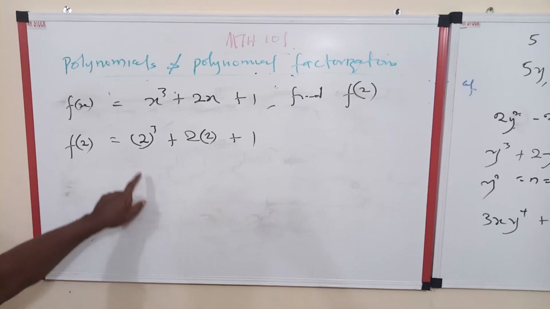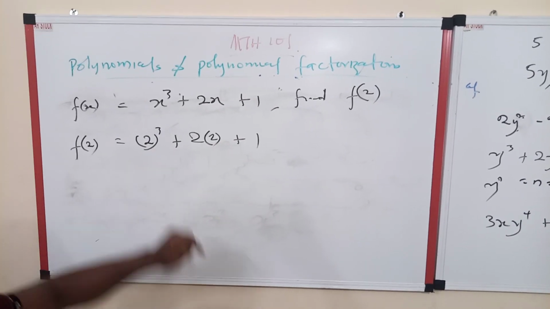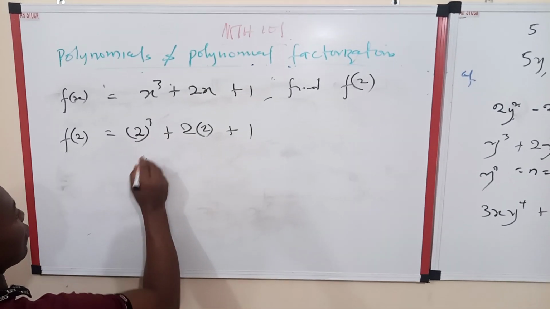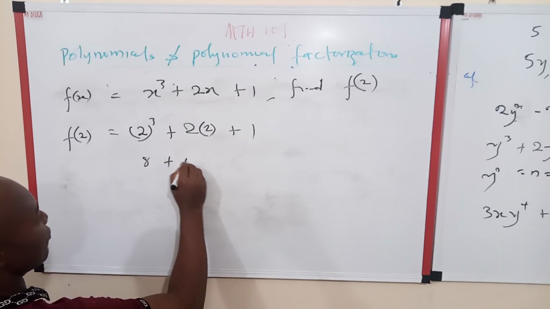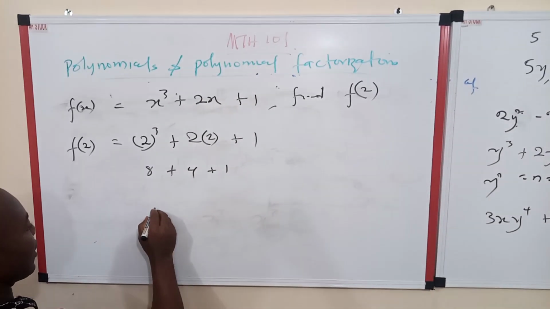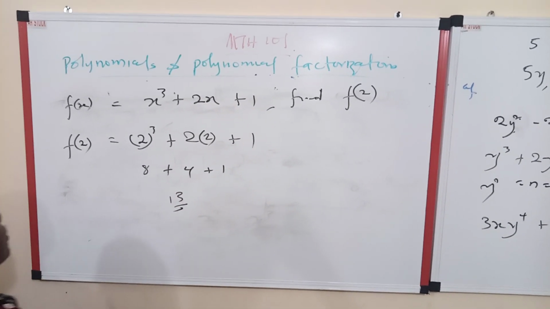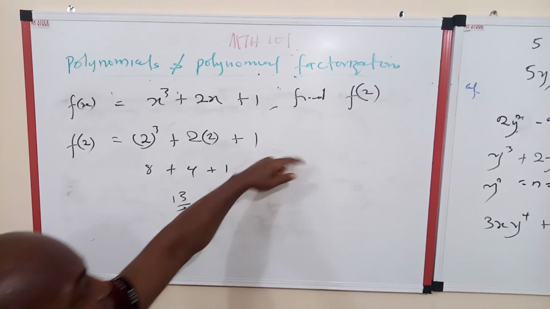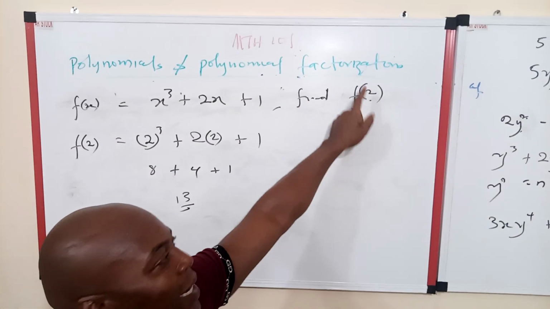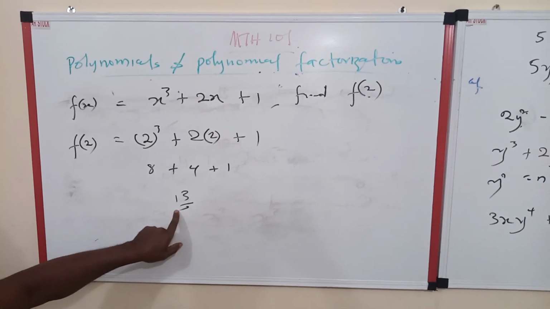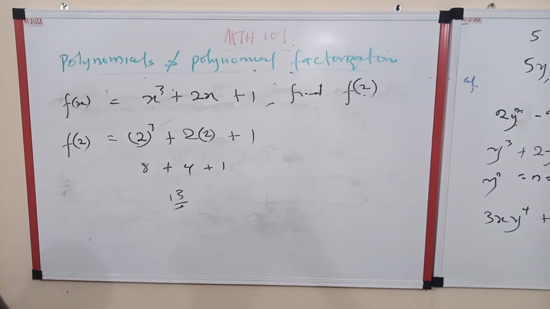There are some expressions like this where you just resolve everything to a single number. If you resolve this, 2 times 2 times 2 will give you 8, plus 2 times 2 will give you 4, plus 1. This plus this will give you 12, plus this will give you 13. And the answer will be this. So you can see that this polynomial expression that we have here, after evaluating at a particular point when x is equal to 2, we have succeeded in resolving it to just a single number.